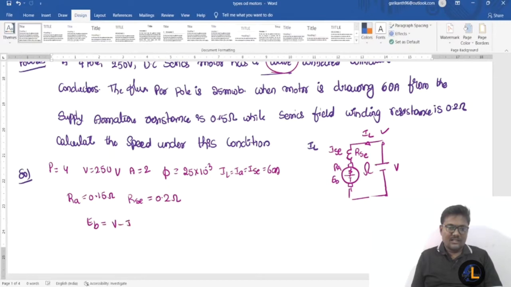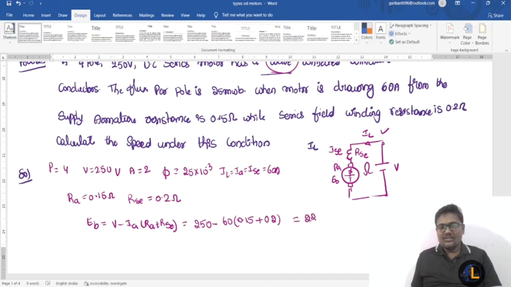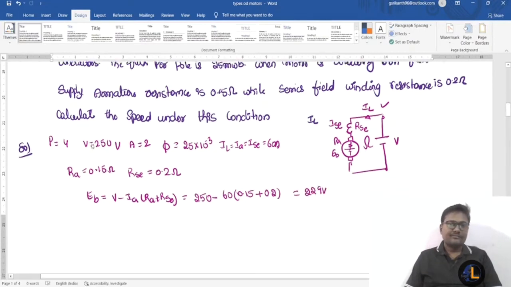First, EB is V minus IA into (RA plus RSC). So what is V now? 250 minus IA, which is 60, into RA 0.15 plus 0.2. So I get 229 volts.